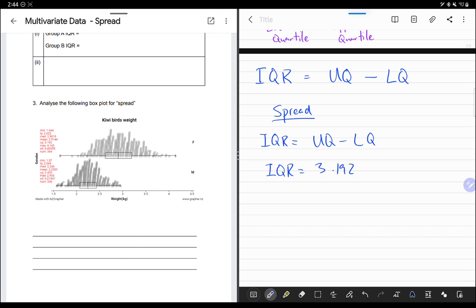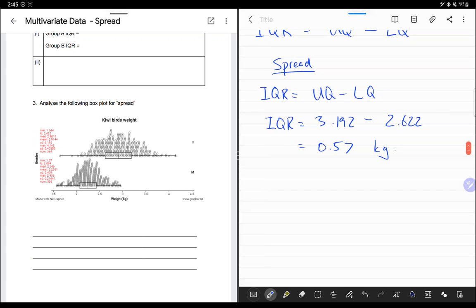3.192, right? And we know LQ is 2.622, right? And that's also where the lower quartile and the upper quartile land on the kilogram scale at the bottom. So if we do that on our calculator, what do I get? Where is my calculator? Here it is. 3.192 minus 2.622. I get 0.57. And this is all in kilograms, by the way, because we're talking about weight. As you can see on the graph, we're talking about weight of kiwi birds.